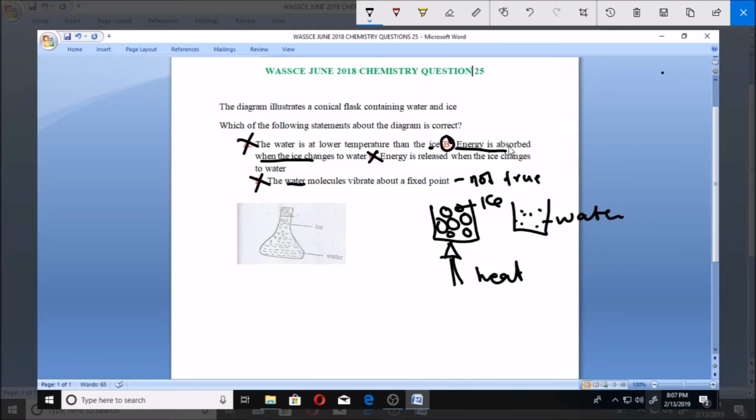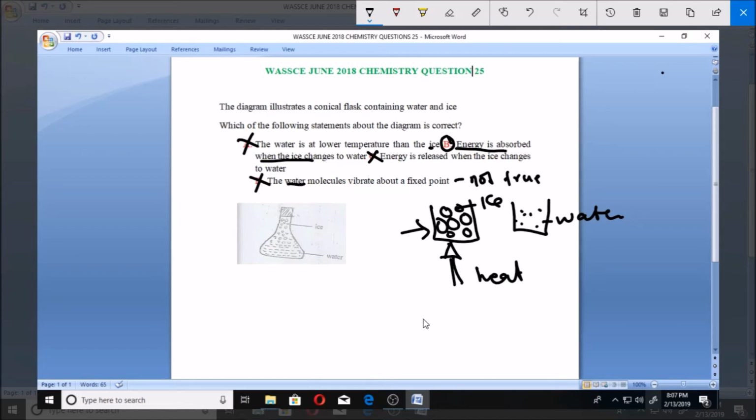So energy is absorbed. This system will absorb energy. Energy is absorbed to change this ice to water. So that makes option B the correct answer. So I hope it is very clear.